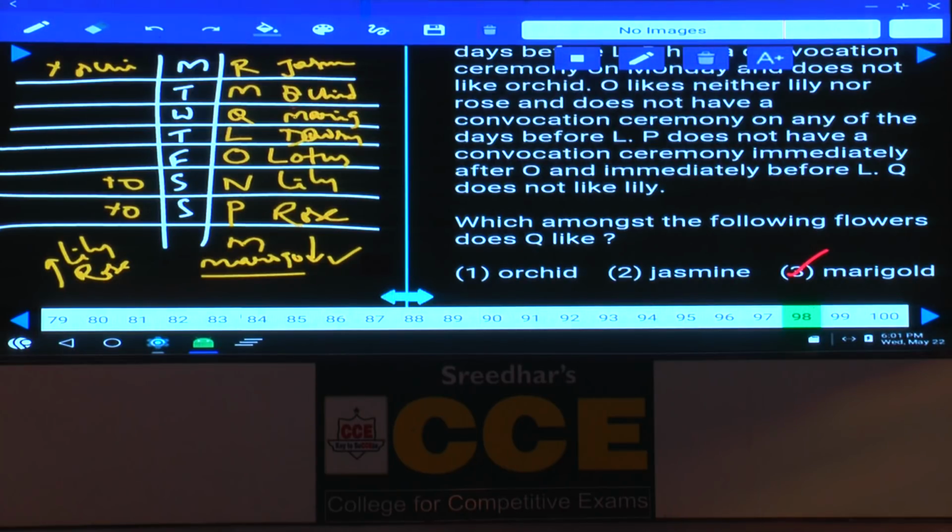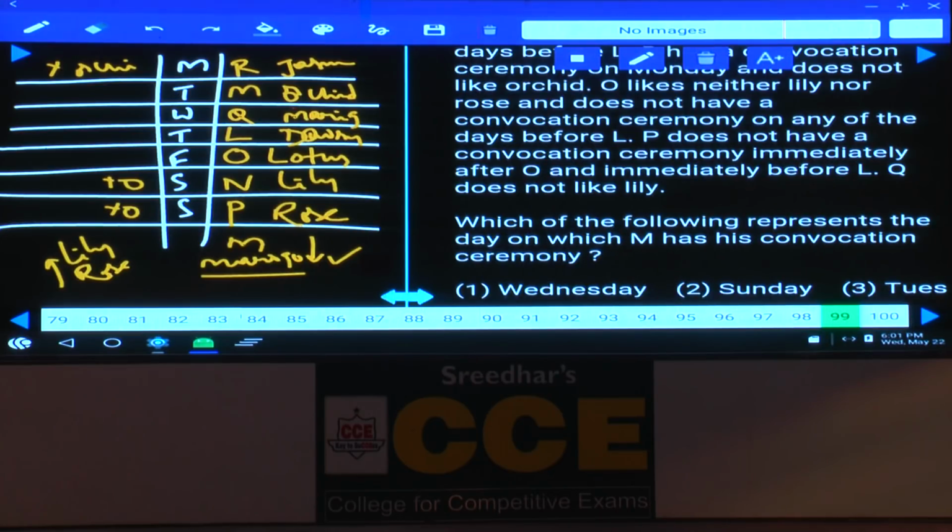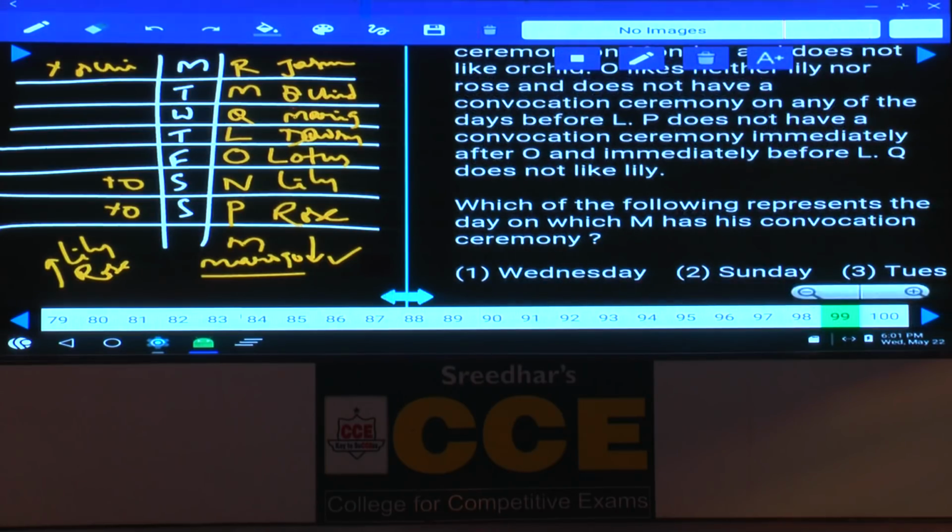Isn't it? Now, 99 and 100. Which of the following represents the day on which M has his convocation ceremony? M has his convocation ceremony on Tuesday. Isn't it? Tuesday, that is choice 3.